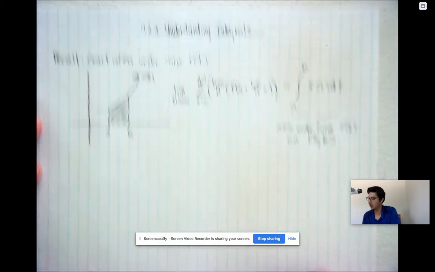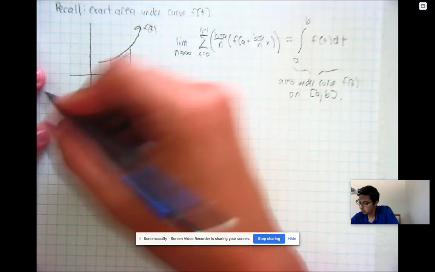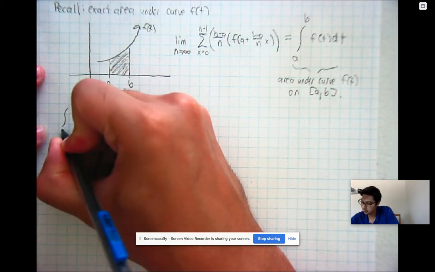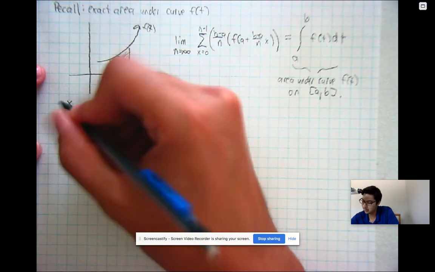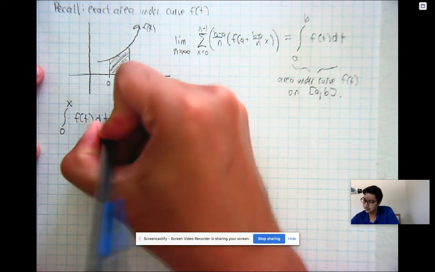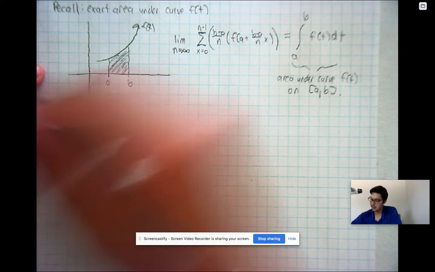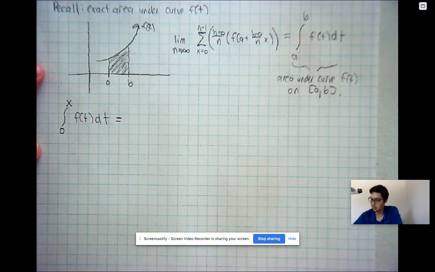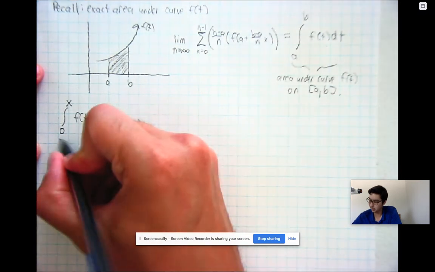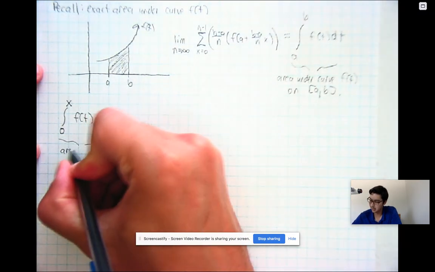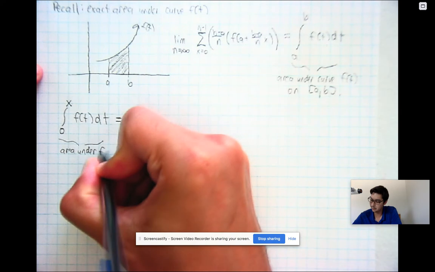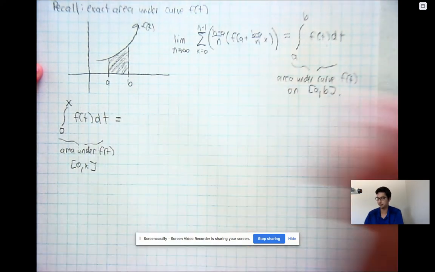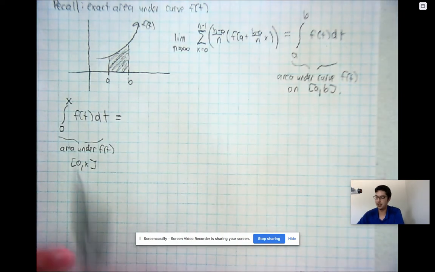So here we go. What the book will say is they'll say, okay, well, this notation from 0 to x of f of t dt is equal to, and before I go into what it equals, what this is saying is again the area under f of t on the interval 0 to x, okay? And now x can be any number, right?